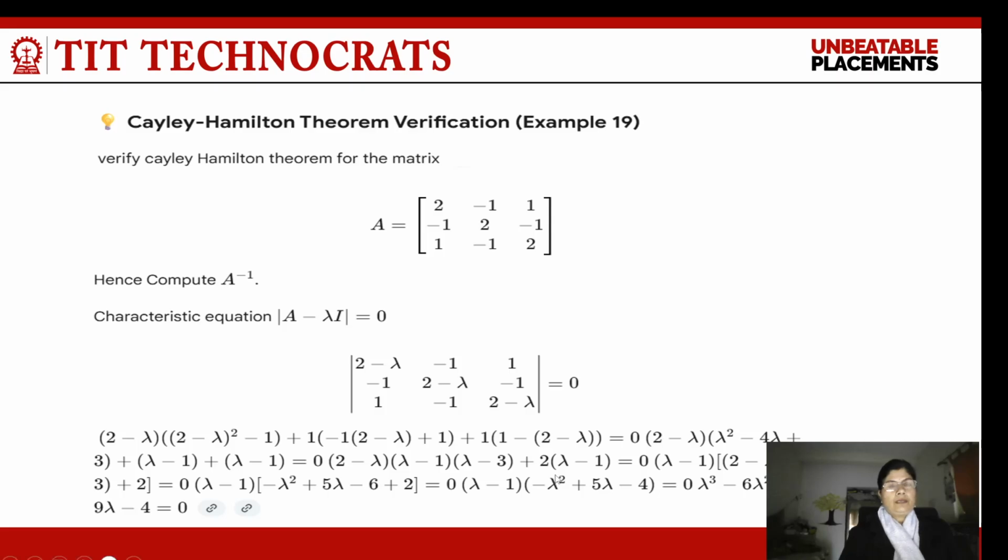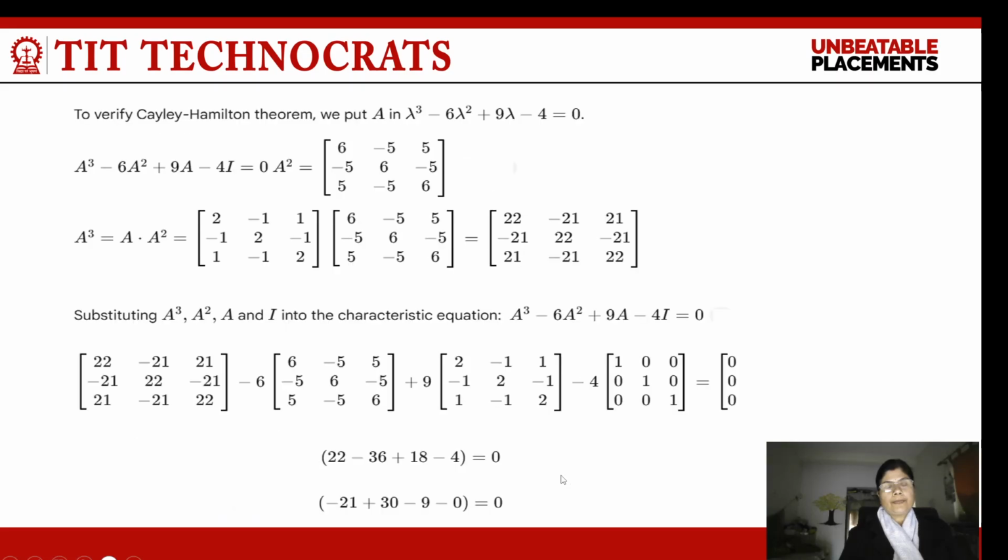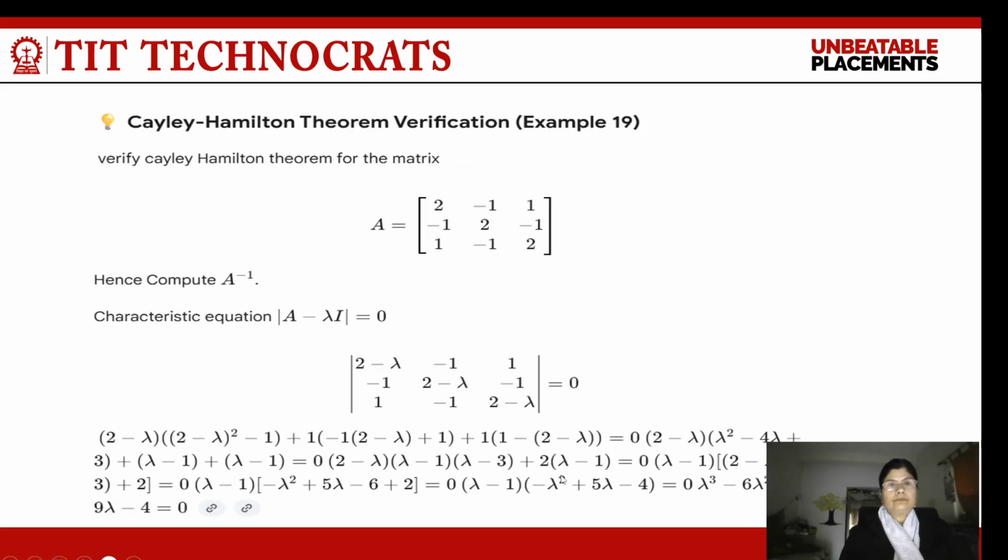Solution. Here the characteristic equation is determinant of A minus lambda equal to 0. Determinant 2 minus lambda minus 1 1, minus 1 2 minus lambda minus 1, 1 minus 1 2 minus lambda is equal to 0. Now solving the determinant, we get 2 minus lambda into (2 minus lambda) whole square minus 1, plus 1 into minus 1 2 minus lambda plus 1, plus 1 into 1 minus 2 minus lambda is equal to 0.